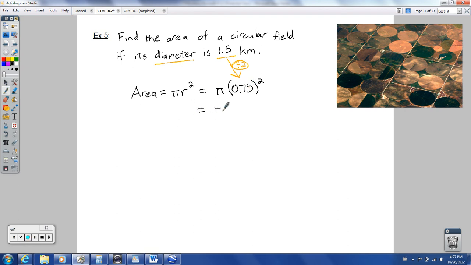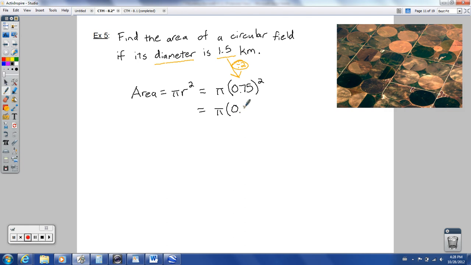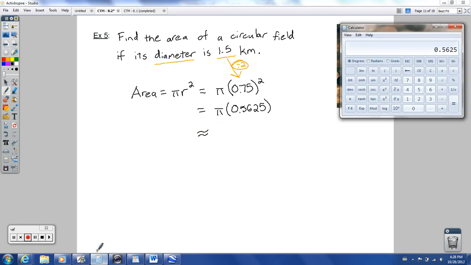Now if I plug that into a calculator, let's take out my calculator again, 0.75 squared, that times itself would be, I'll write that in here, 0.5625. And I want to multiply this by pi. If you use 3.14, it gives you an approximate answer. But if your calculator has a pi button on it, like mine does here, you should use that instead. Unless it specifically says to use 3.14, use the pi button on your calculator. It will give you a better answer.